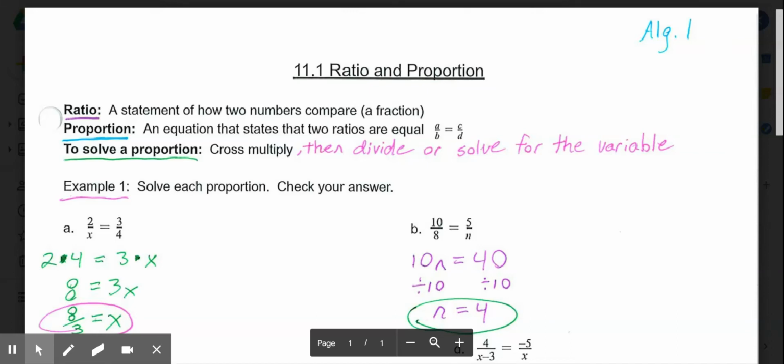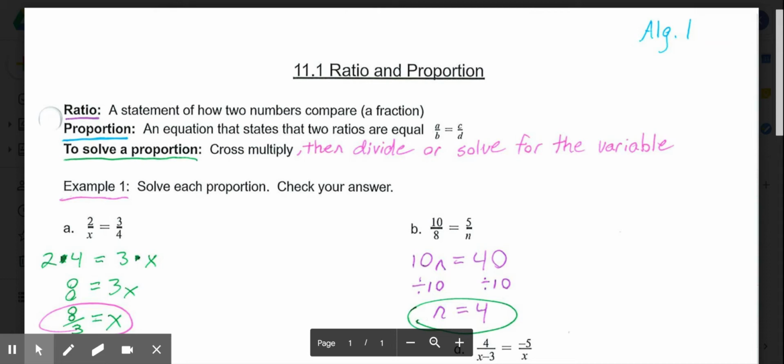Hi, and welcome to our lesson on ratios and proportions. So, the main idea, obviously, looking at this lesson is understanding ratios, what they are, and then being able to utilize ratios in proportions to solve different problems.